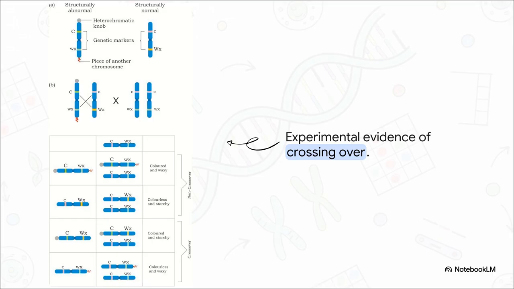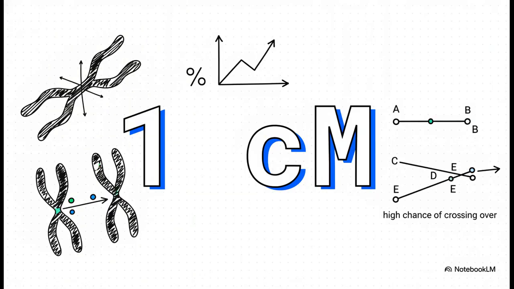No way, right? And scientists quickly realized they could use this crossing over rate as a very practical tool. They defined 1 centimorgan, or 1 map unit, as representing exactly a 1% chance of recombination between two traits. By measuring how often traits got separated during crossing over, scientists could literally draft the very first physical maps of chromosomes. It's pretty straightforward. The further apart two genes are, the more likely they are to cross over.